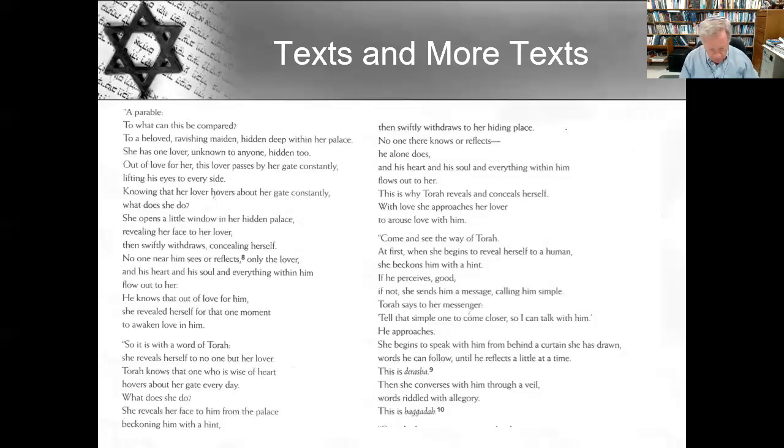What does she do? She reveals her face to him from the palace, beckoning him with a hint. The hint is one of these levels, remes. Then swiftly withdraws to her hiding place. No one there knows or reflects, he alone does. And her heart and soul and everything within him flow out to her.